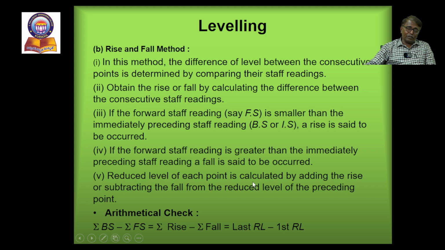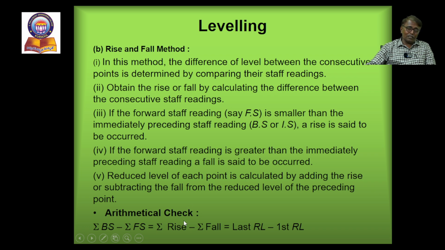The reduced level of each point is calculated by adding the rise or subtracting the fall from the reduced level of the preceding point. Very simple calculation. If a rise is there, we have to add this rise value to the previous reduced level. If a fall is there, we have to subtract it from the reduced level of the previous point.